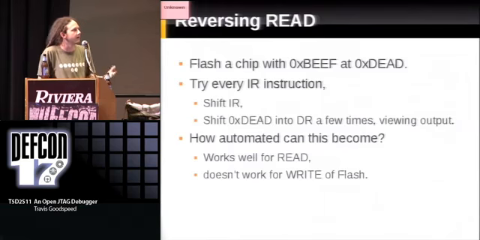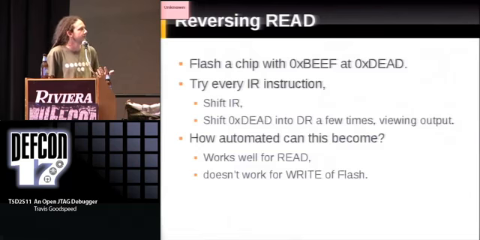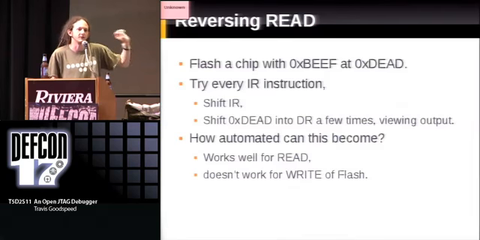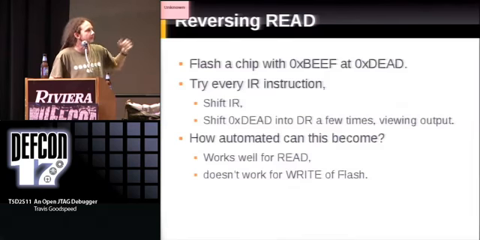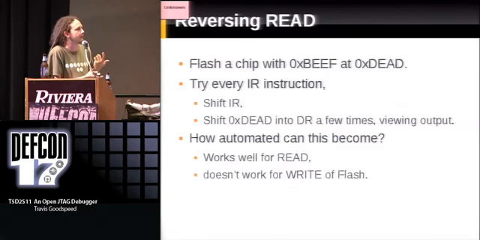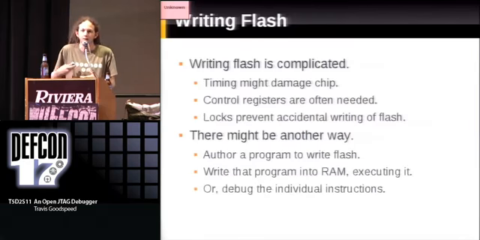And you can automate figuring out how to read from memory by flashing a chip with a particular value at a particular address using the official tools, then running back and trying every instruction until you can get it back out. And you can automate this for reading. You can't automate it for flashing because of how complicated it is and how many chips you would destroy in the process.